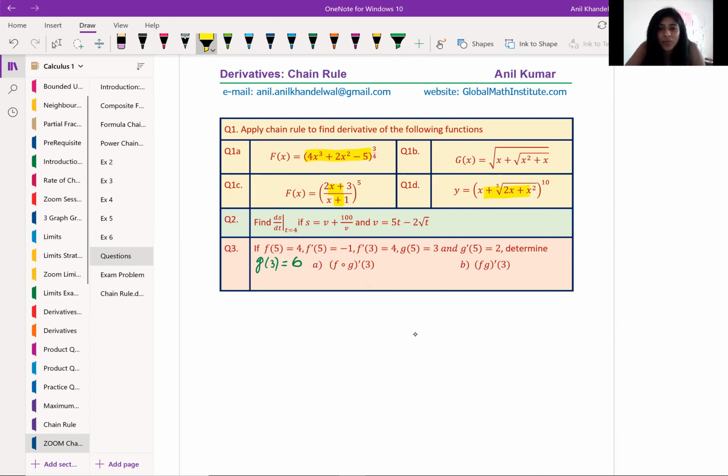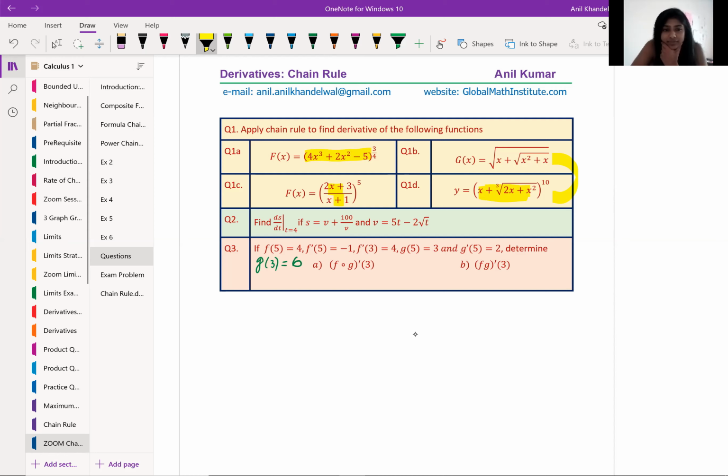Question 1d. y equals (x plus cube root of 2x plus x squared) to the power of 10. I would use the power rule, bringing the 10 in front. To find the derivative of the cube root, I'll put it into exponent form, to the one third. It is actually similar to 1b, right? Then you continue to apply the chain rule twice again to get your result. Perfect. That should be easy.